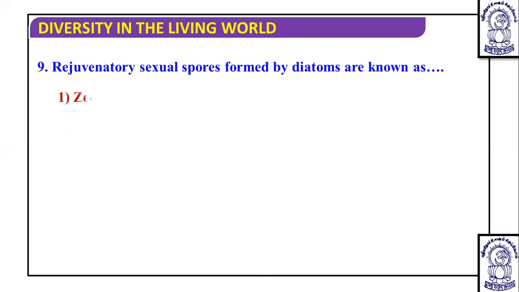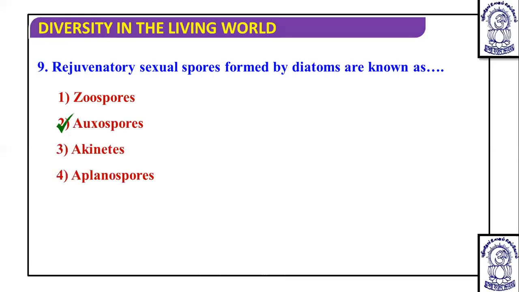Rejuvenatory sexual spore formed by diatom is known as, dear students, we have studied that this is the auxospore, a particular spore which is formed during sexual reproduction. It is known as a rejuvenatory spore because it has the ability to form a diatom after a certain period of time. It can give rise to the diatom after some unfavorable conditions. So because of this, it is known as a rejuvenatory spore.